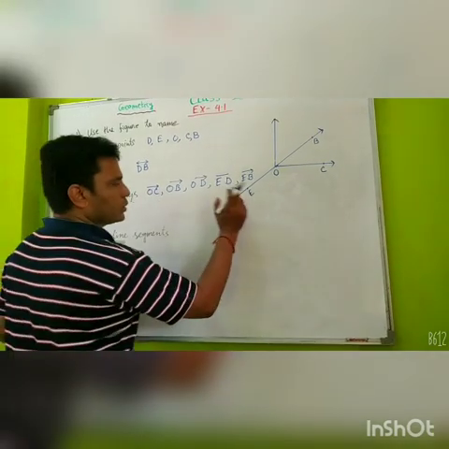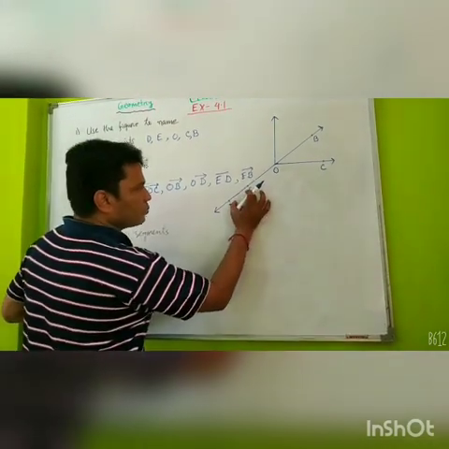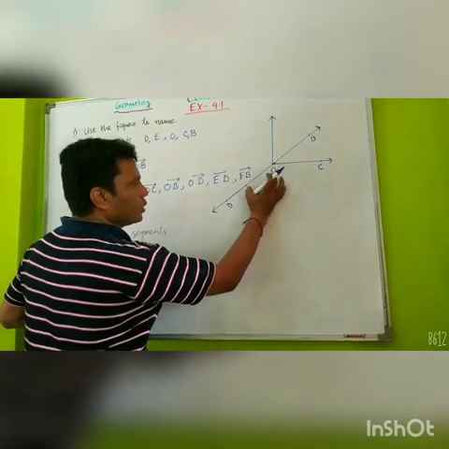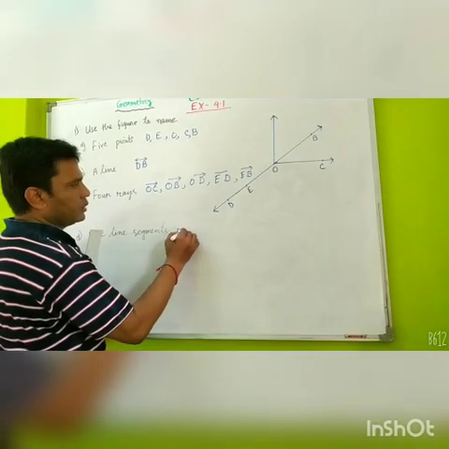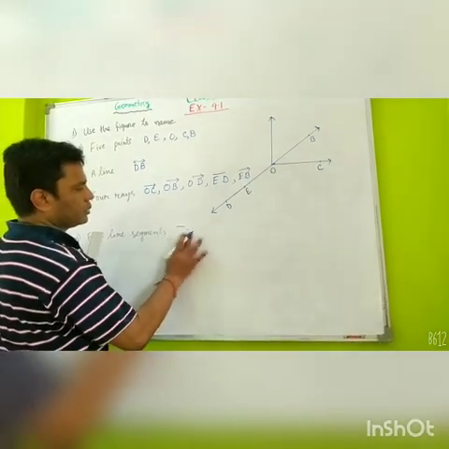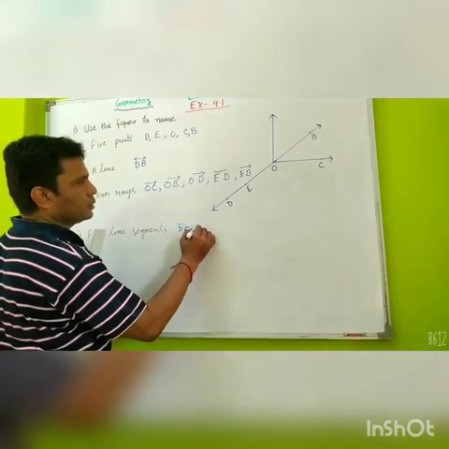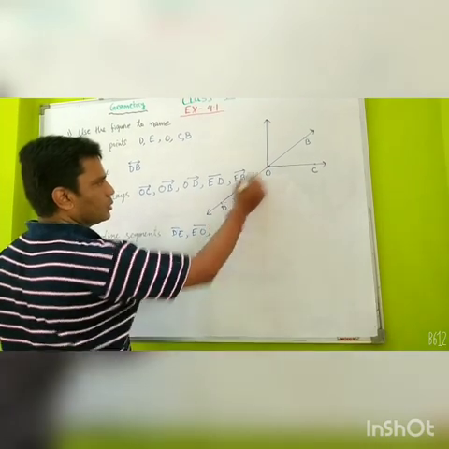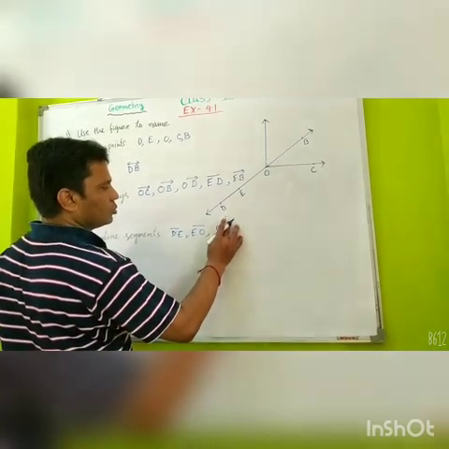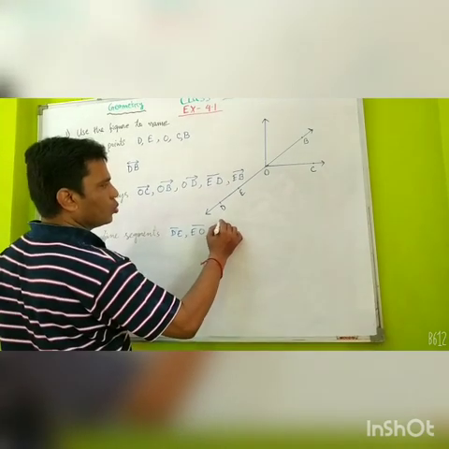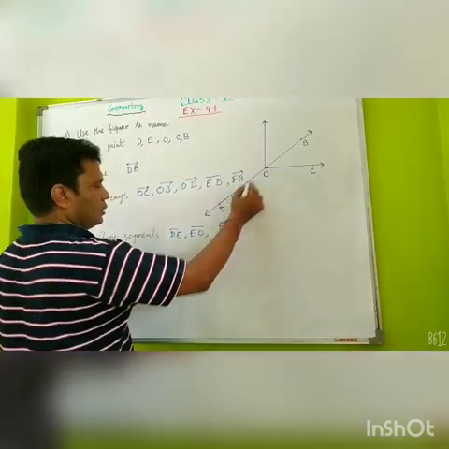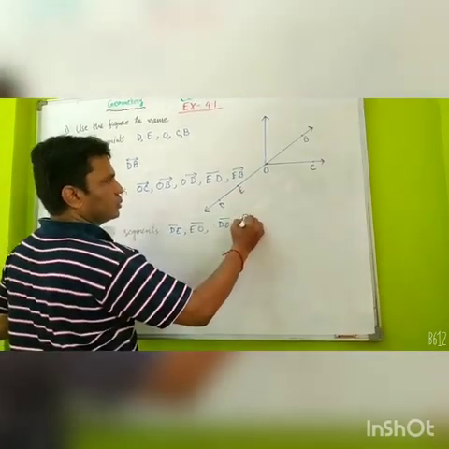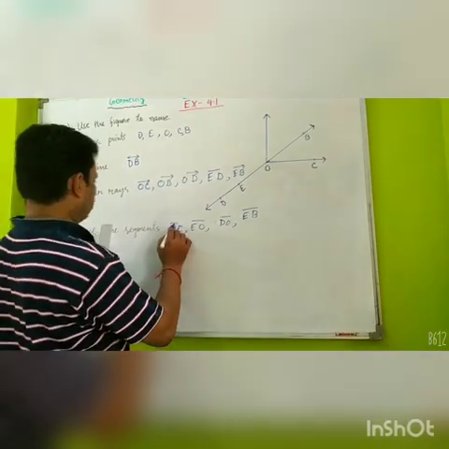Now 5 line segments. A line segment is a part with 2 endpoints. DE, where D is 1 endpoint and E is the other endpoint, and EO, where E is an endpoint and O is an endpoint. So we can write here DE, then EO, then DO, then EB. So these have endpoints, like that, okay.